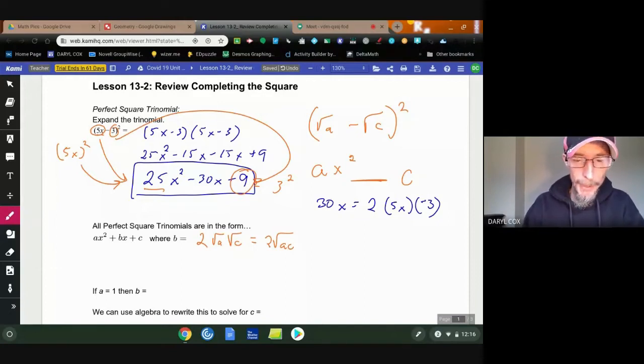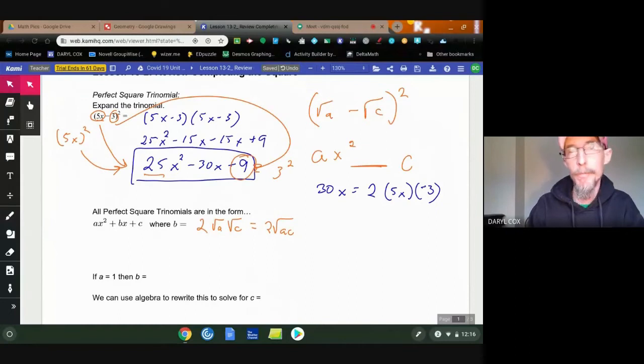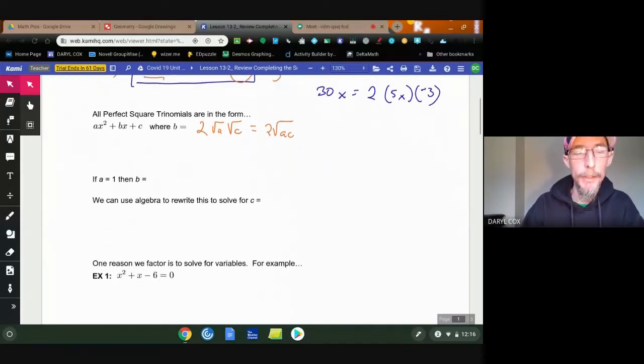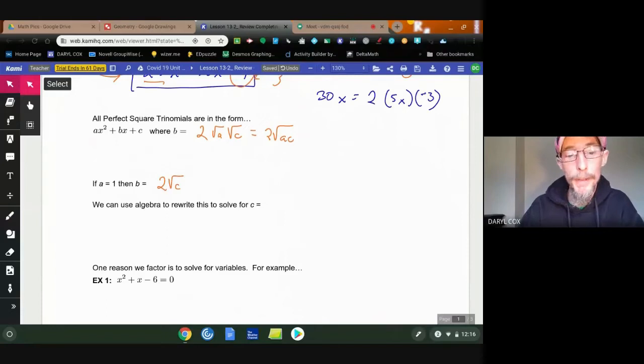Well, actually, let's look at it this way. Let's make it a little easier. Instead of making my A term 25 or something like that, let's make it an easier number. Let's let that leading coefficient be 1. Then this B term, now A is 1, so 1 times C just becomes 2 times the square root of C. Okay, so if the leading coefficient is 1, that B term is even easier. Let's rewrite that for C.